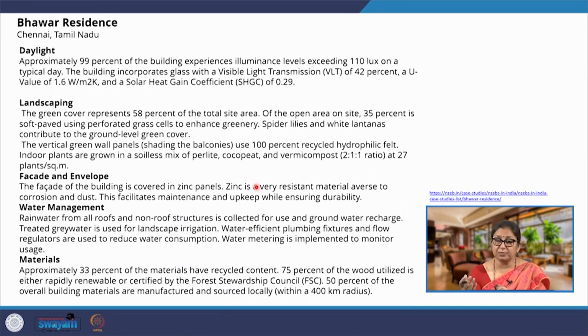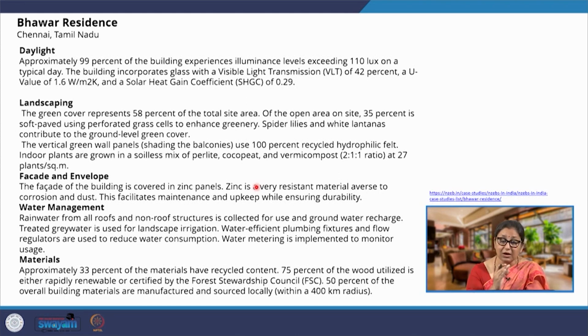Facade and envelope. So, now this is one thing that we can discuss, and which can be criticized also, is that the facade of this building is covered in zinc panels. Now, zinc is a corrosion resistant material. Chennai, because it is warm and humid and has proximity to the sea, is prone to corrosion. A lot of building materials corrode.